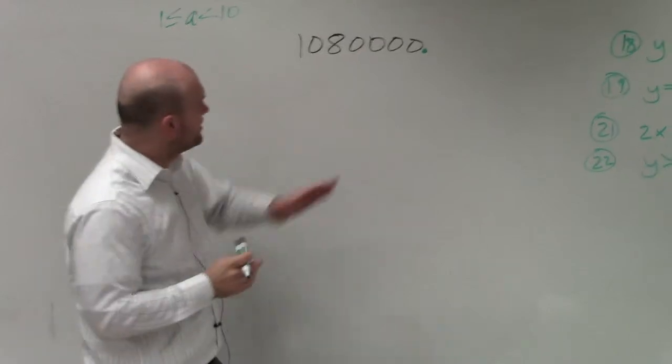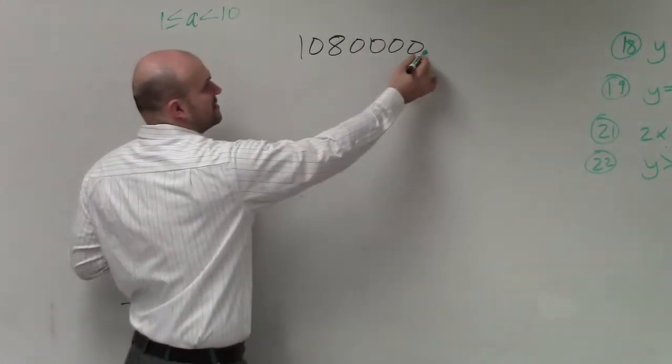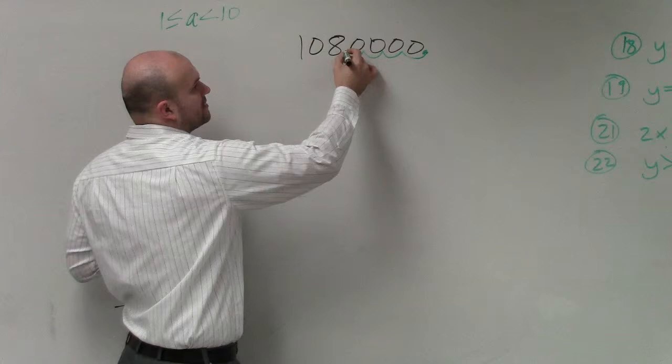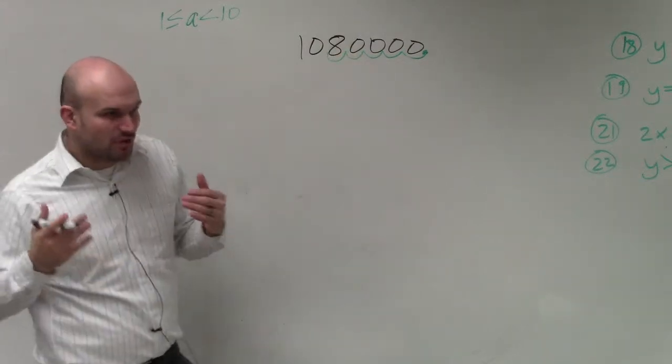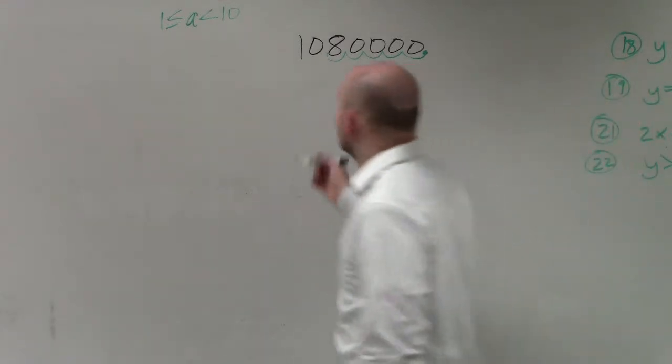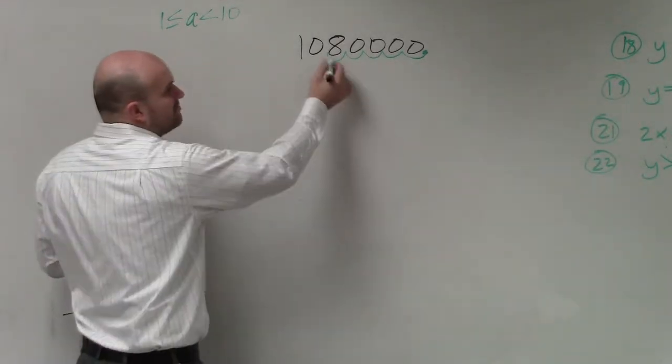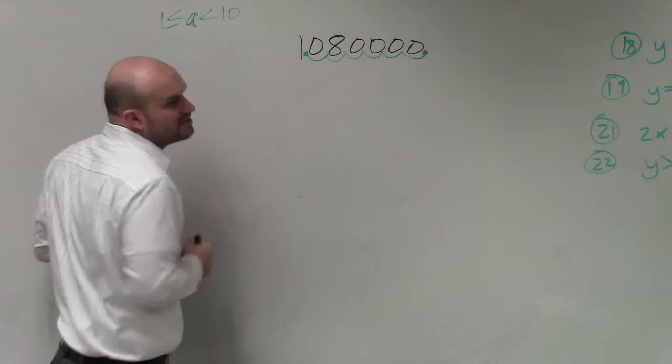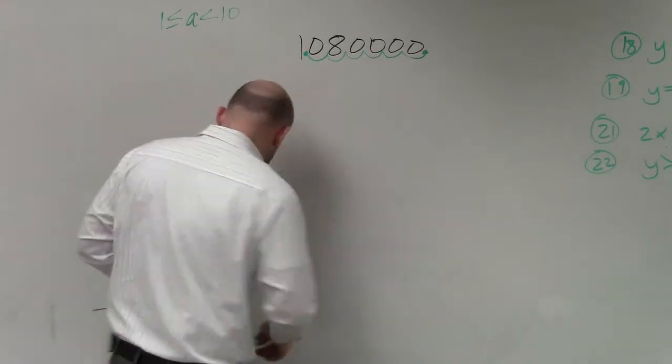So therefore, if I'm going to move this decimal point, I need to move it where my first value is going to be between 1 and 10. Obviously 10.8, unfortunately, is above, so I need to move it over to here. So that's where my decimal point is.